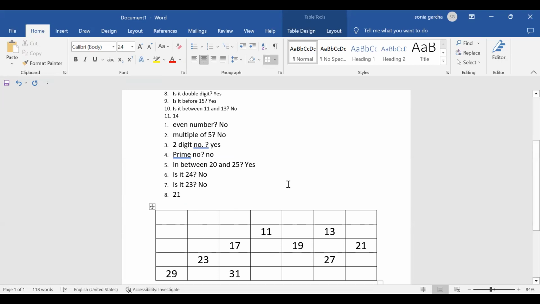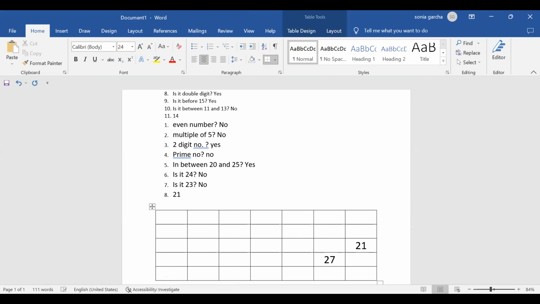अभी आपने मुझे पूछा इज इट प्राइम? मैंने बोला नो. कौन से नंबर्स एलिमिनेट होंगे? 11, 13, 17, 19, 23, 29, 31.